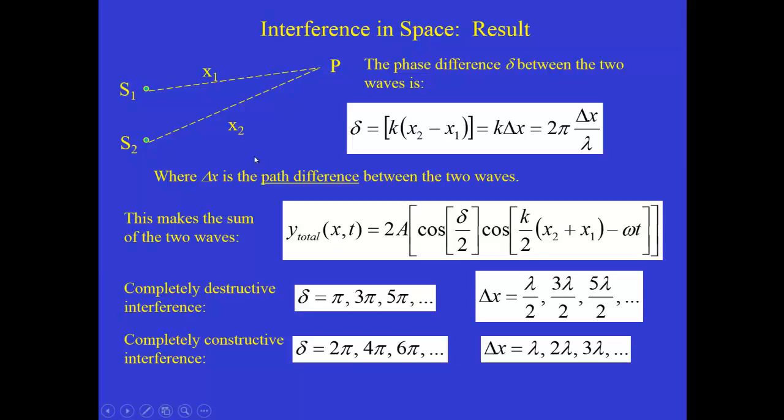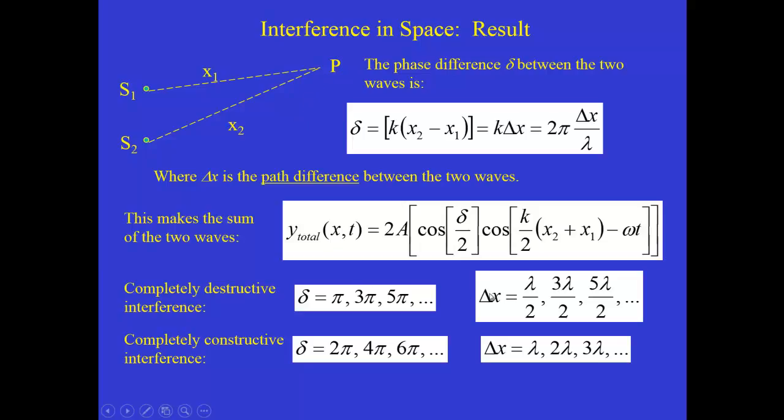So these are just two special cases, and that means that there are points in space where you'll hear a very, very loud sound if you've got completely constructive interference, and then there are other places where you'll hear a very soft sound and ideally no sound at all.